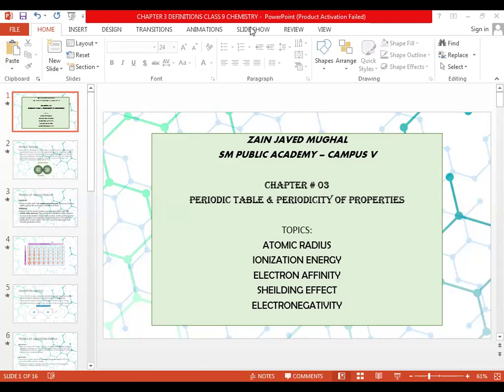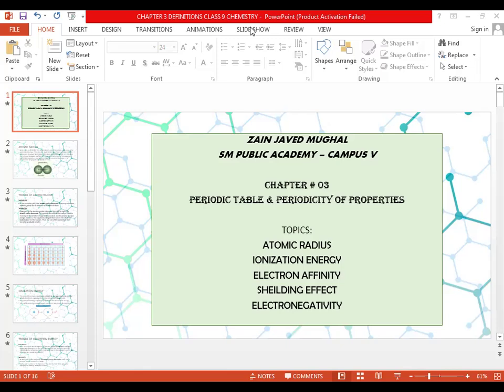So in the previous class we went through the topics: the periodic table, the classification of elements, and the modern periodic law, and we discussed periods and groups in detail. Now the most important topic is the group trends, some basic definitions, and some basic properties that every element has, and these properties vary across periods and groups.